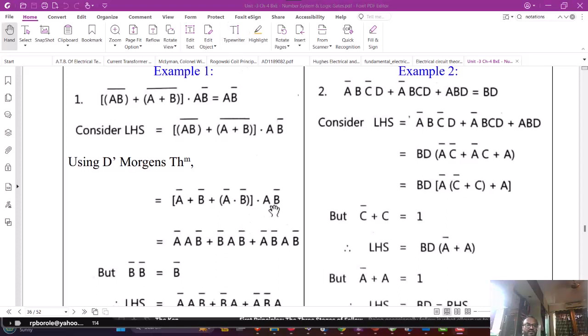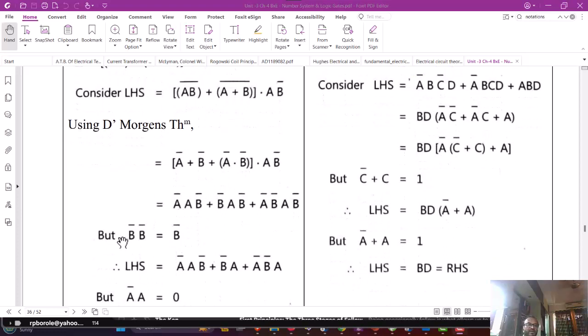Now distribute this term AB bar on this bracket. So it gives you A bar A B bar. Second term, B bar A B bar. Then third term, A bar B bar and A B bar. Whereas B bar is the product, that is B bar only. And therefore here, this last term B bar and B bar is equal to B bar.